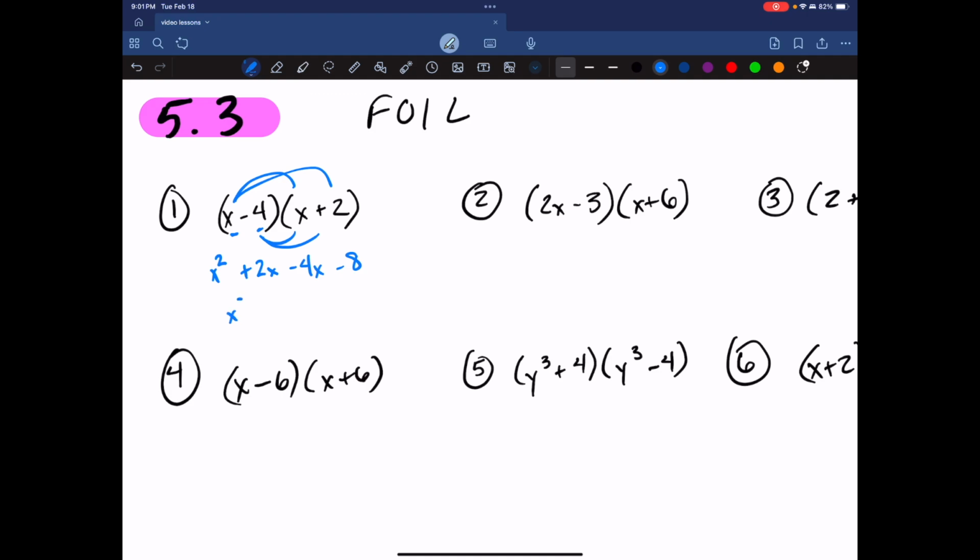All right, so that's going to be x squared. I got 2x minus 4x. That's going to be negative 2x minus 8. And there's your answer.